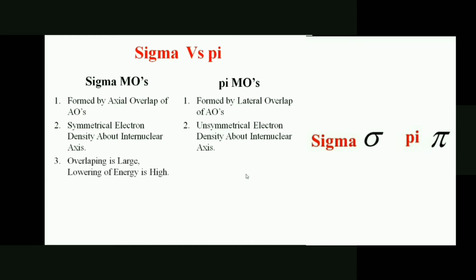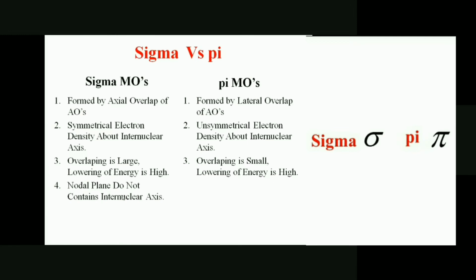Since the overlap in the case of a sigma molecular orbital is more, it forms a larger overlap, which leads to lower energy, whereas in the case of the pi molecular orbital, the overlap is small. That's why the lowering of energy is not so good. No nodal plane is observed in the case of sigma, whereas a nodal plane is observed in the case of pi. Now the gerade and ungerade parity of molecular orbitals.